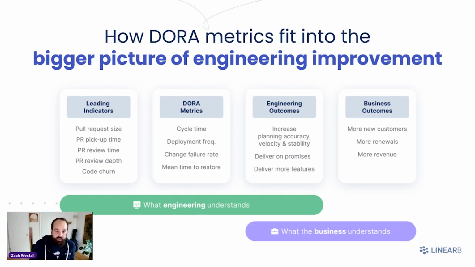Engineering understands all of these things to the left. The business understands these things to the right. Finding that middle ground is important when communicating with both sides. But again, if you want to improve DORA metrics, which means improving engineering outcomes and improving business outcomes, you have to go all the way back to the beginning and look at your leading indicators.